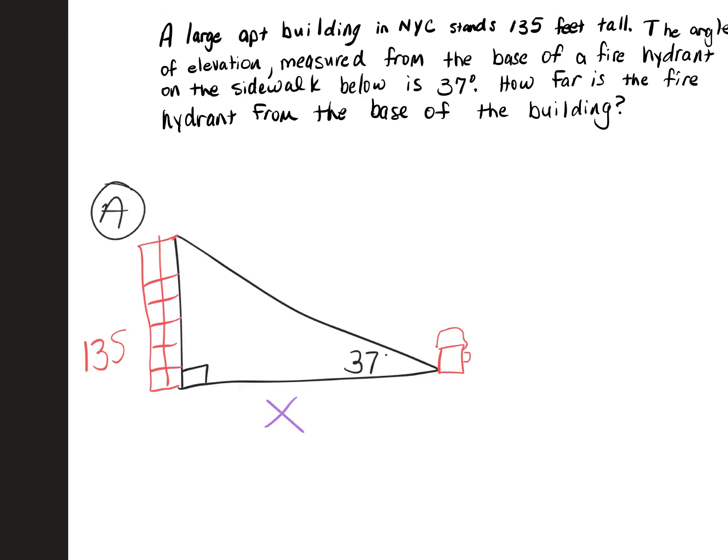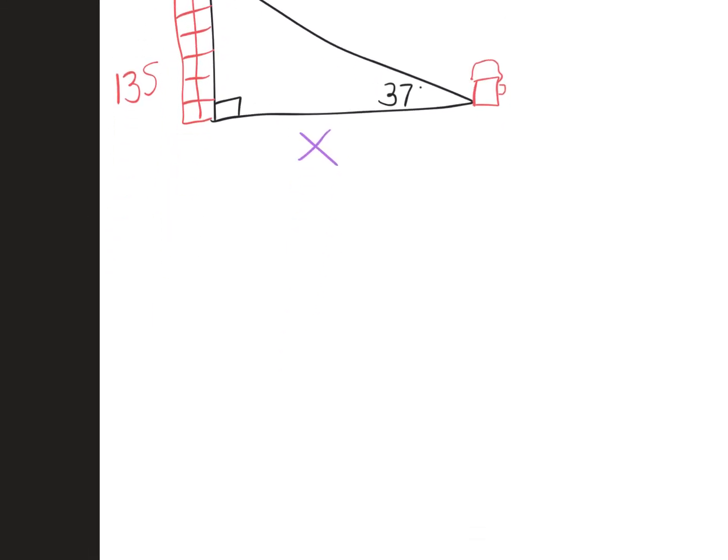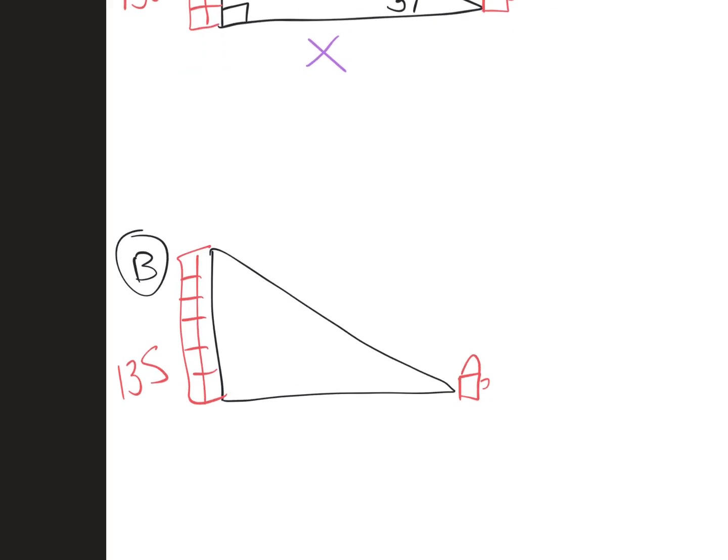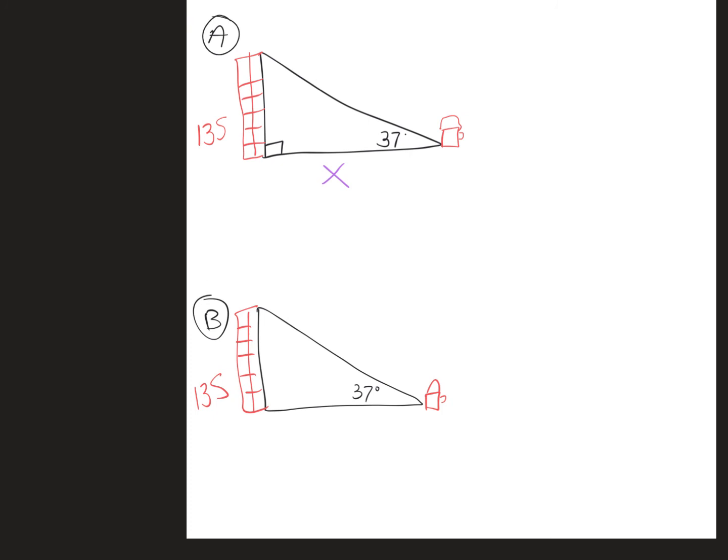Everybody with me? All right, so now let's change this to problem B, and then we'll work them both out, and then we're done. I have my same problem. My same New York City building is here. It's still 135 feet tall. I still have my same fire hydrant here. And it's still an elevation angle of 37 degrees. But now, guys, I want to know how long the ladder needs to be to reach the top of the building. What am I looking for in that case? I'm looking for which part? The hypotenuse, right?